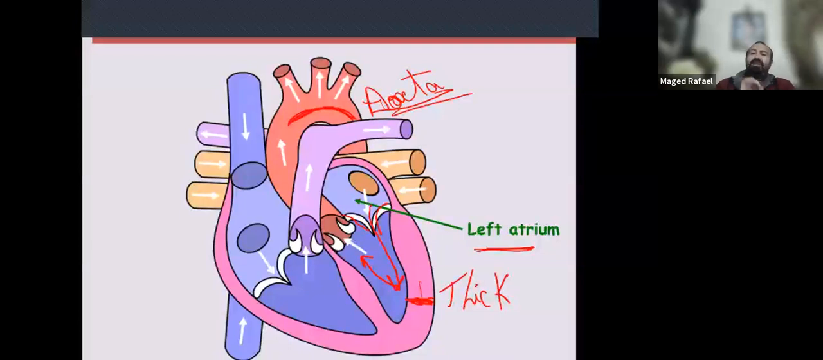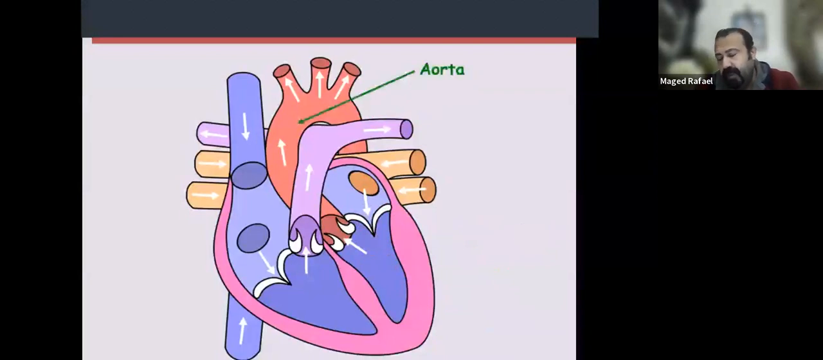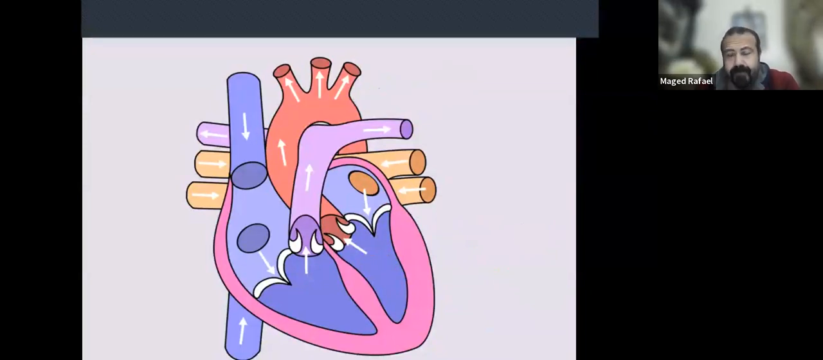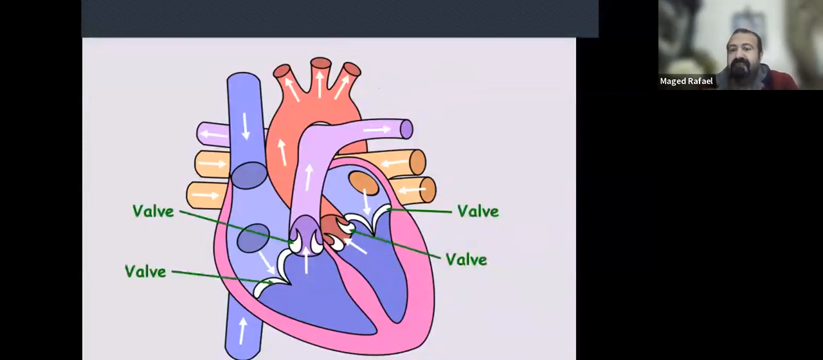Now we have finished everything in the circulation: from the right atrium, to the left atrium, to the left ventricle, and then through the aorta. We have the valves here, as we said, 4 types of valves. Those valves have almost the same structure, but they are a bit different, but there is no need to talk about the structure of the valves now.